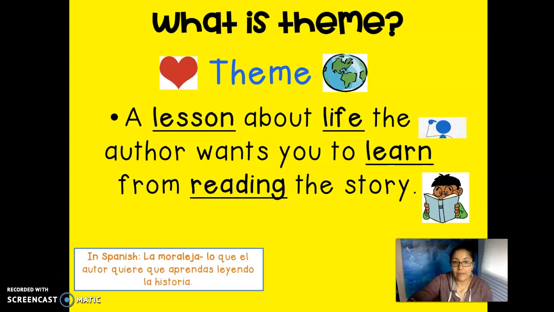So here I have the pictures that go with the hand motions in case you forget. Theme in Spanish is called la moraleja. It's not the tema. It's la moraleja, which means lo que el autor quiere que aprendas leyendo la historia.